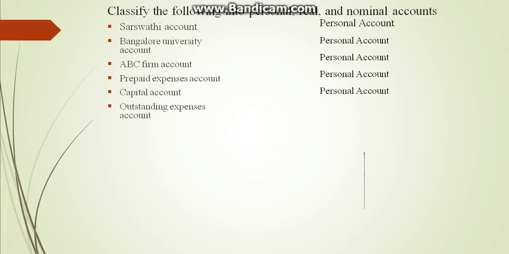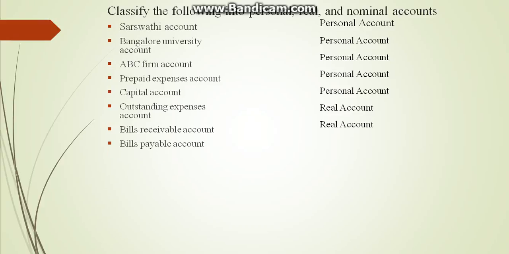Outstanding expenses account, an item of the balance sheet, so we have to go with the rule of real account. As I said before, any item which is concerned with the balance sheet, we go with the real account rule. Bills receivable, cash is coming in, and we record this bills receivable on the asset side of the balance sheet, so we go with the rule of real account. Bills payable, cash is going out, and this is a liability item, so whatever is concerned with the balance sheet, we go with the real account rule.